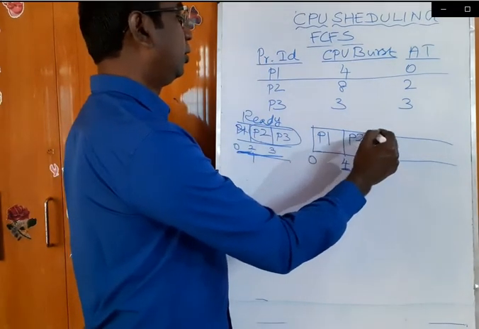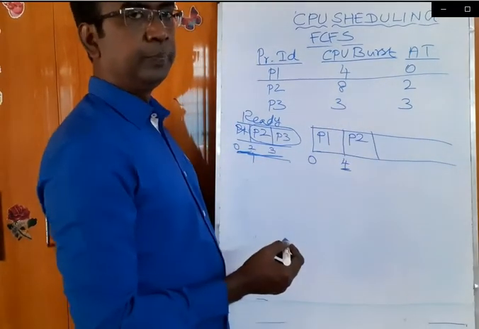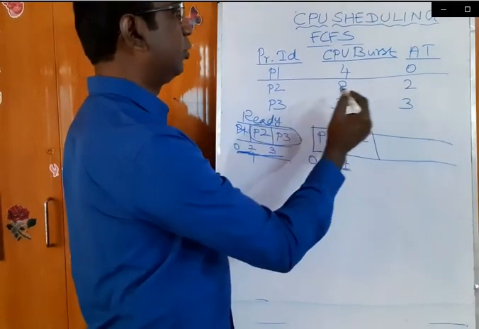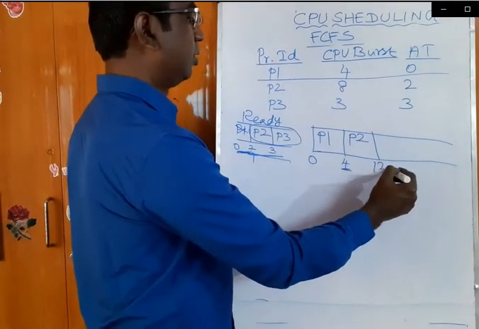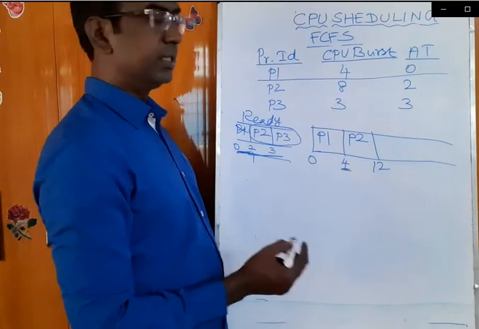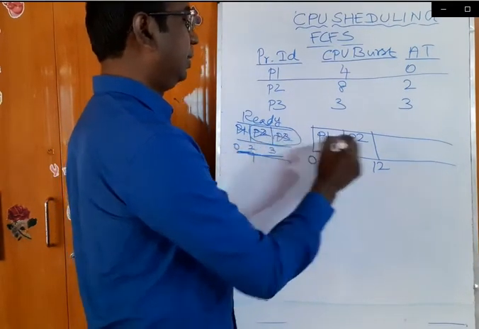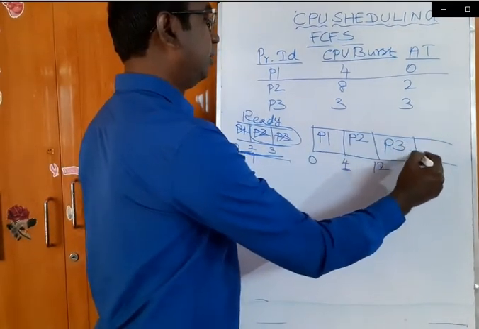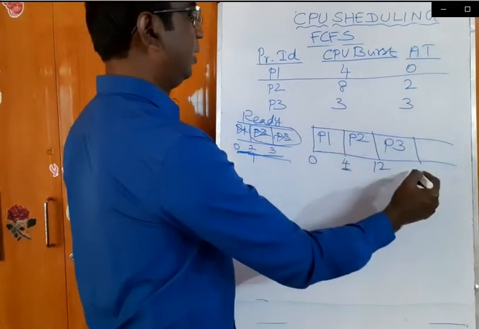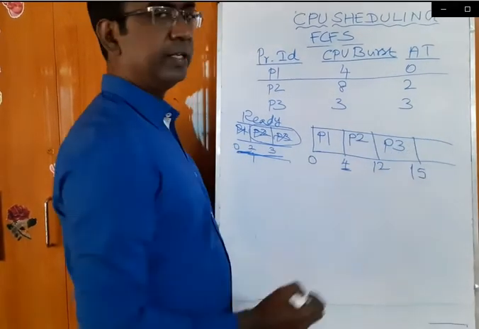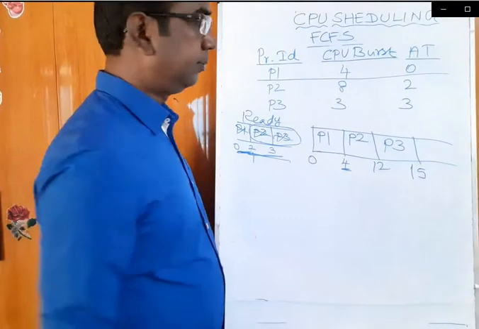P2 will enter the CPU. How long will P2 execute? 8 seconds. So until 12 seconds it will be in the CPU, and finally P3 will enter the CPU. P3 will be executing for 3 seconds, so the total is 15 seconds.